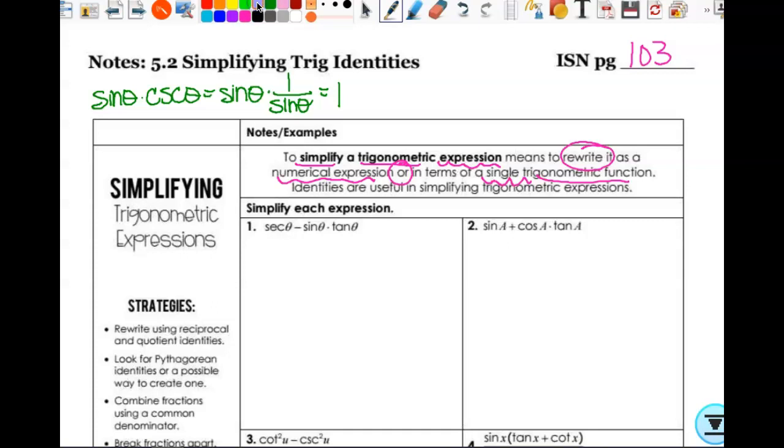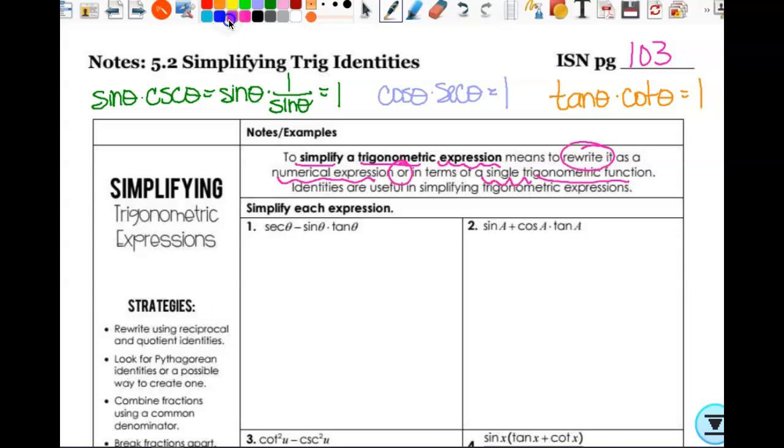All right, so then if I have cosine theta times secant theta, what is that going to equal? 1, because they are reciprocals of each other. If I have tangent theta times cotangent theta, what's that going to give me? 1. So we just simplified our first 3 expressions, right? Everybody good with that? Okay.